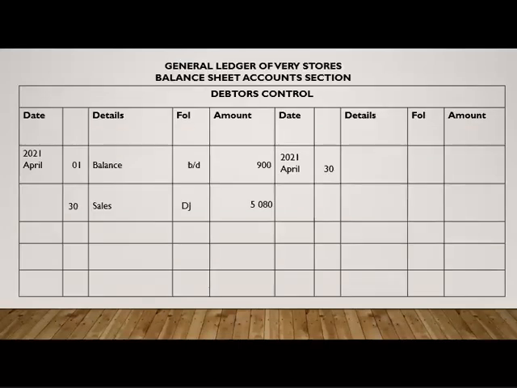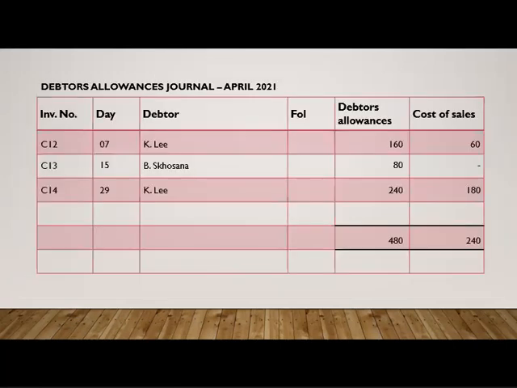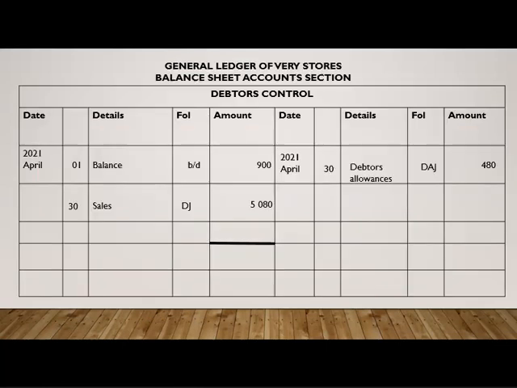It will, however, decrease by the selling price of goods that we return, which is the total of your debtors allowances in your debtors allowances journal. It is this total here, which is 480. That's the one that we are going to reduce our debtors control amount by, giving us a new balance carried down, and the new balance carried down for our debtors control, which I started with, brought down, will be 5,500.